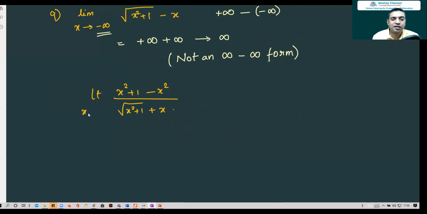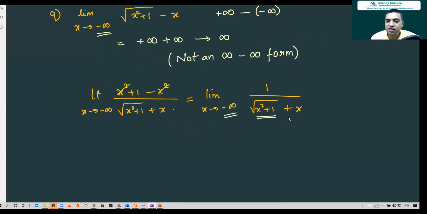Now I am doing limit x tends to minus infinity. So this cancels. So I have limit x tends to minus infinity 1 upon under root of x square plus 1 plus x. This should ring a bell that x is tending to minus infinity. This is plus infinity. This is minus infinity. I am getting a possible 0 at the bottom in the denominator, which may not be right.